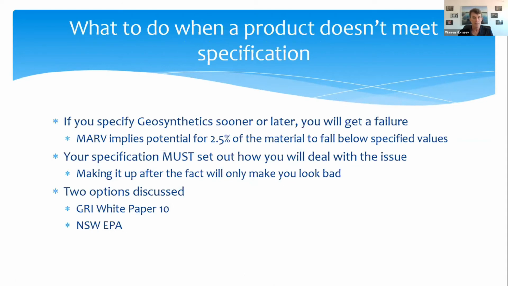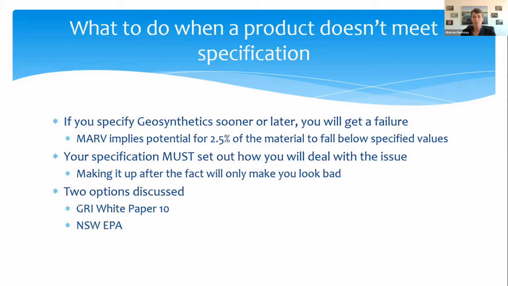So the reality is that if you specify geosynthetics, sooner or later you will get a failure, because essentially what we've seen from the amount that manufacturers are required to test their material is that the vast majority of materials that are going out are not tested. And while they do everything in their power to ensure that it's meeting specification, because of this MARV calculation, there will still be 2.5% of the material supplied to site that will fall below specification. So therefore, you must set up a procedure of how to deal with the situation when it occurs. What you don't want to be doing is specifying MARV and then not have any process in place to deal with the issue when you have a failure. That's the worst situation to be in.